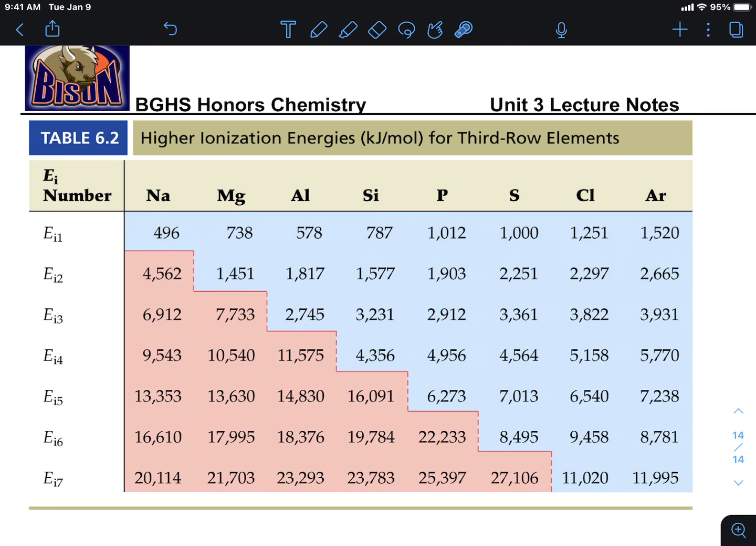That sounds like a lot, but compare this to this. This is the second ionization energy, and it's almost 10 times the amount of the first. So what that tells you is that one electron can be removed, but the second one is virtually impossible to remove, so it's not going to happen. Okay?